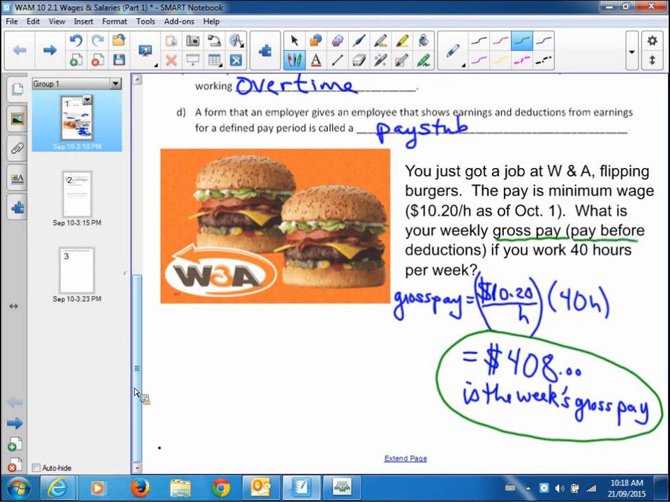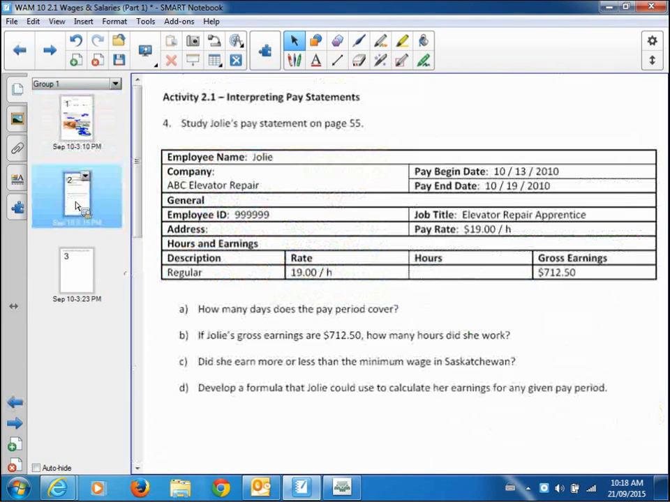Gross pay is paid before deductions. Okay, we're good to move on? Take a look at a pay stub example here. Pay statement, pay stub, same thing. Study this.